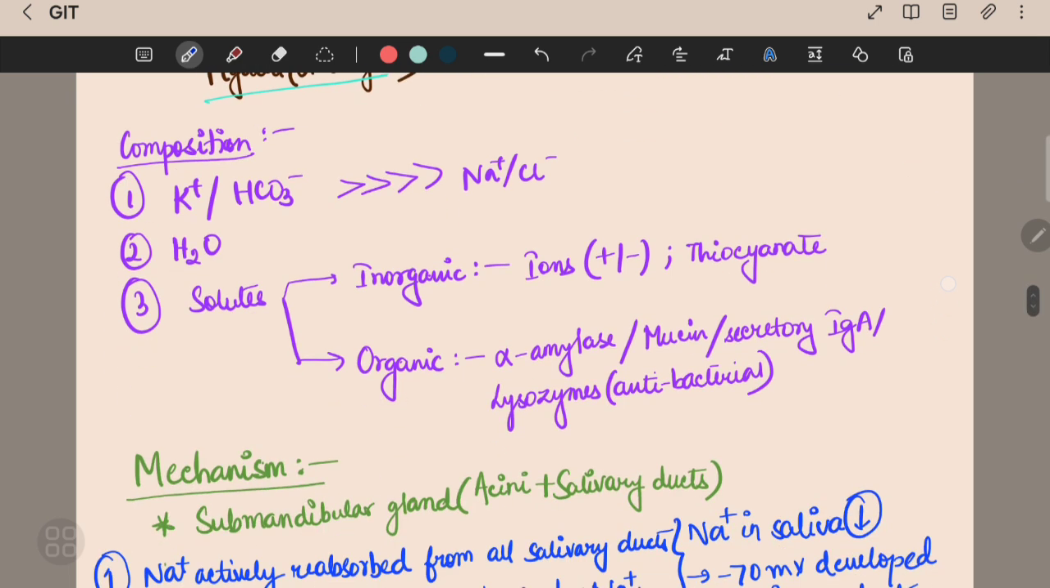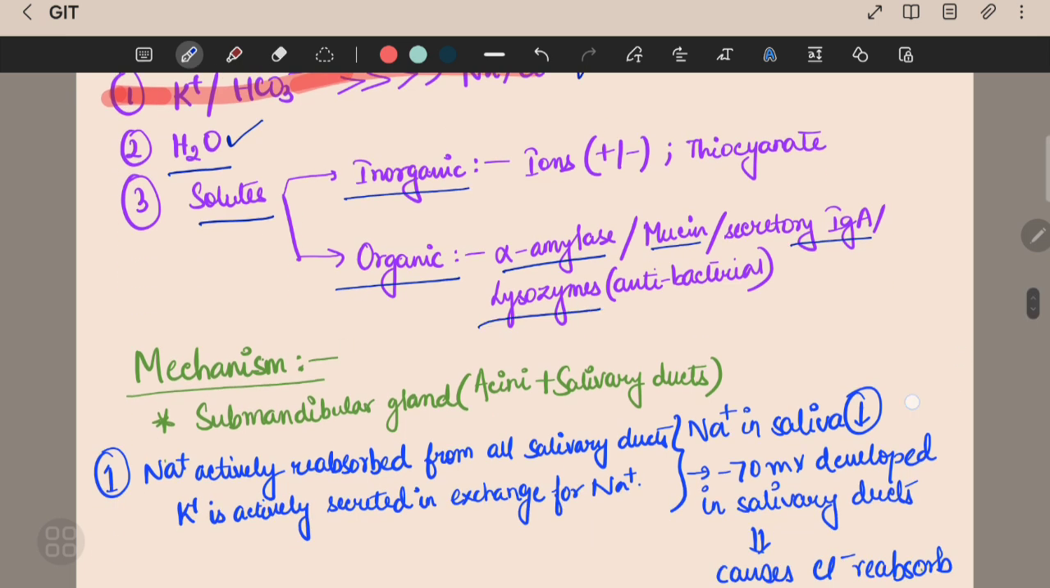Now talking about the composition, remember that water is mainly present in saliva. In most body fluids you will find water in higher percentage. Then there are solutes. What are the solutes? They can be inorganic solutes or organic solutes. In inorganic solutes, remember mainly potassium and bicarbonate are present in the saliva. This should be very clear, that more potassium and bicarbonate is present in the saliva compared to sodium and chloride. Under organic solutes, you have already seen the names. One is alpha amylase, that is ptyalin. There will be mucin, secretory IgA, and lysozymes. Even thiocyanates are also present. These thiocyanates are actually antibacterial.